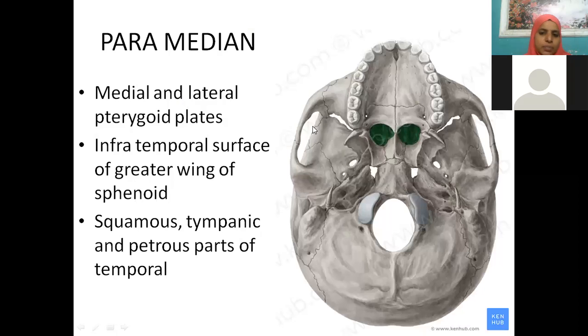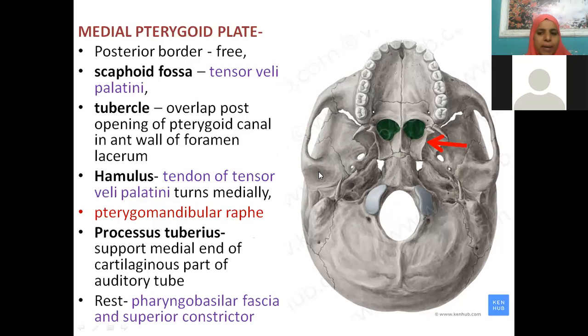We are finding the smooth area of the temporal bone is squamous. The one which is associated with the external acoustic meatus, this particular part of the temporal bone, is the tympanic part. The rest of the temporal bone, which is very irregular and which would hurt if you touch, is the petrous part of the temporal bone. So we have squamous part, tympanic part, and petrous part of the temporal bone in the paramedian region. This is the medial pterygoid plate.